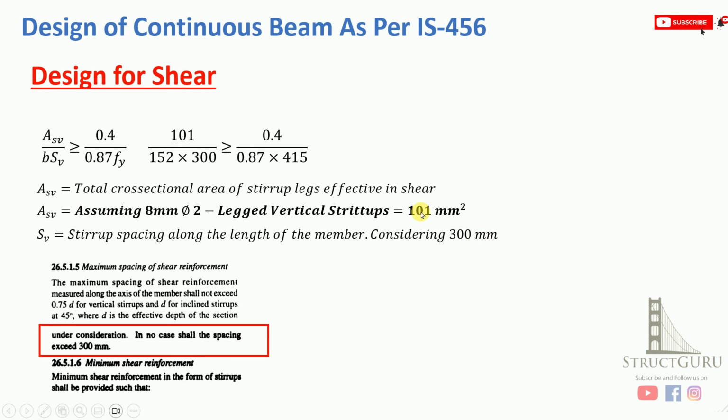So just put these values in this equation. So ASV is 101 by assuming 8 mm dia of 2-legged vertical stirrups, and B is 152, spacing is 300, and this will give you 0.002, and this value is greater than 0.0011, and this concludes the condition is satisfied and shear design is okay.